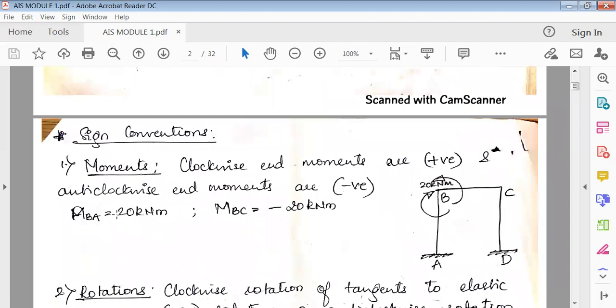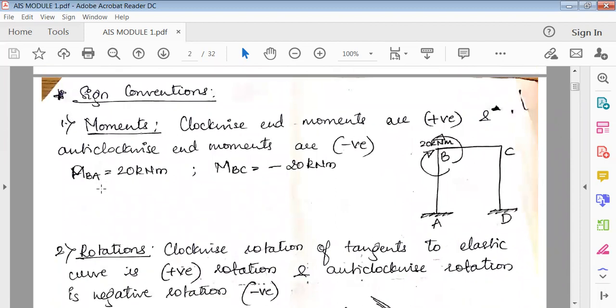Okay, after this, there are sign conventions. The first sign convention here is like what we have studied in SOM, that is bending moment and shear force sign conventions. The same sign conventions will be applicable here also. So here the first one is moments.